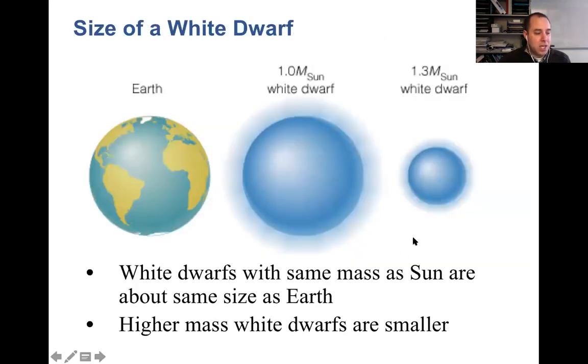Interestingly, the other way to think about this is, again, as you add more and more mass to a white dwarf, it gets smaller and smaller. A 1.3 solar mass white dwarf is already pretty small. If you try to make a 1.4 solar mass white dwarf, it actually gets so small that it disappears. And so that's the other way to think about how this works. If you try to put too much mass into these white dwarfs, this electron degeneracy pressure doesn't work anymore, because these things basically shrink down to nothing.